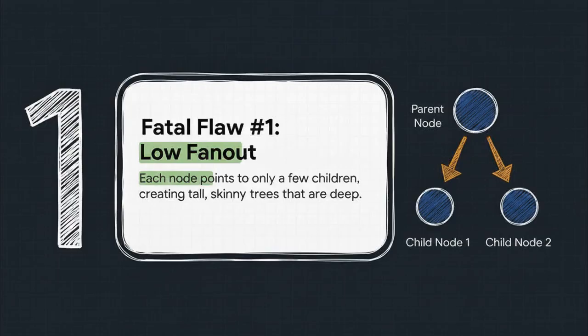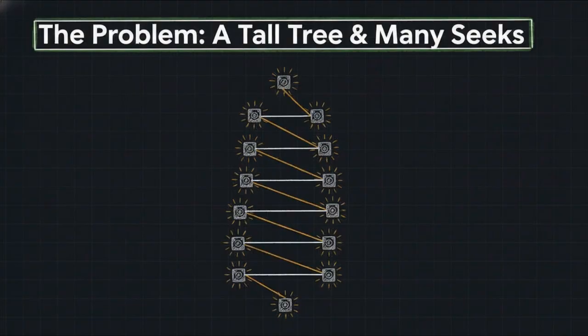All right, problem number 1 is something called low fanout. Fanout is just a fancy word for how many children each node in the tree can have. And for our BST, that number is always 2. Just 2. So why is that a problem? Well, because each node only has 2 branches, the tree has no choice but to grow down. It becomes tall and skinny like a skyscraper. Now, if you need to find something way down at the bottom, you have to make a whole bunch of jumps to get there.